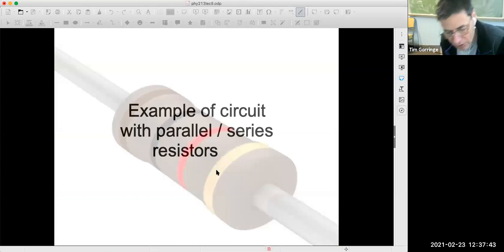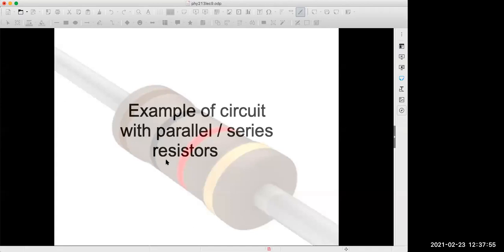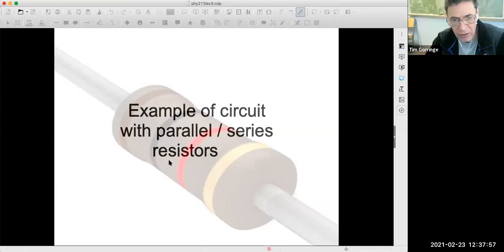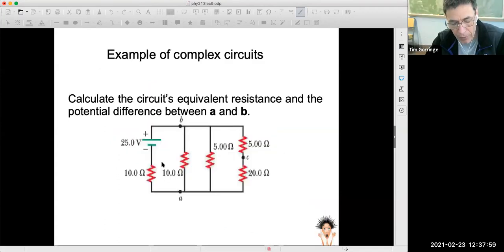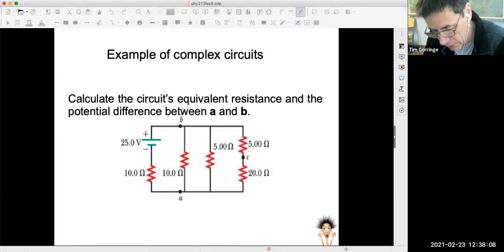Okay, so let's look at an example problem involving an electrical circuit that has components with resistors in parallel and other components with resistors in series. So it's this circuit here.